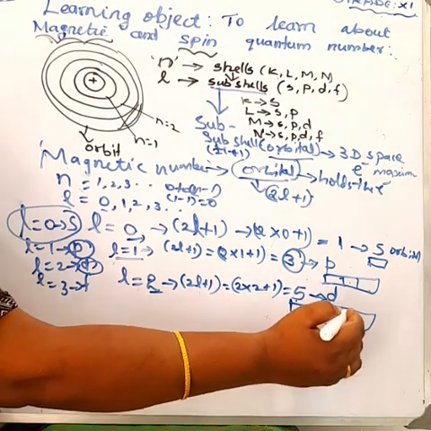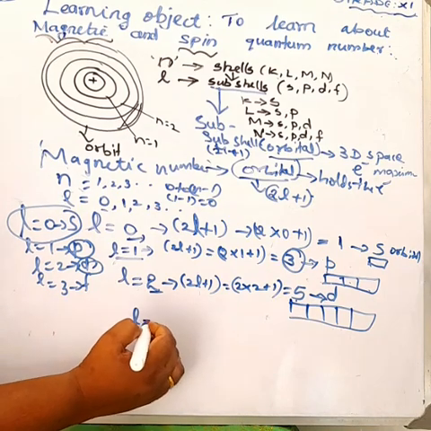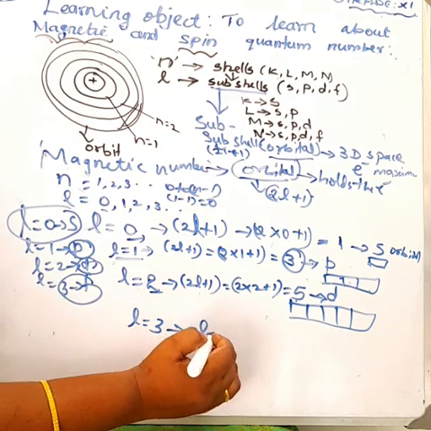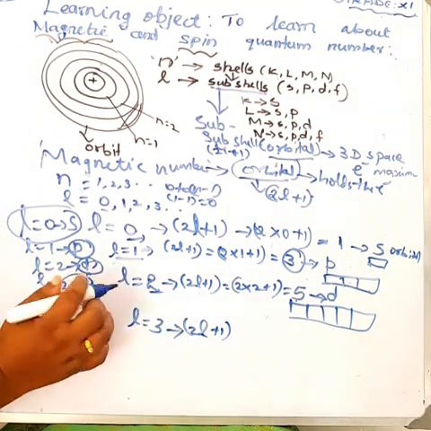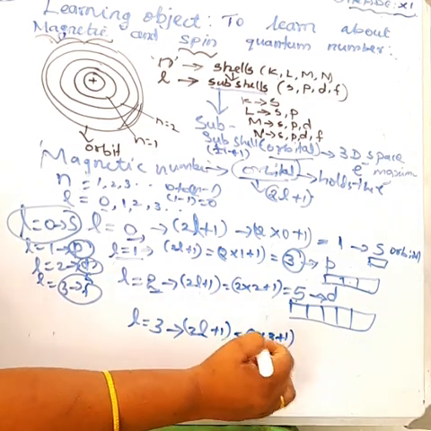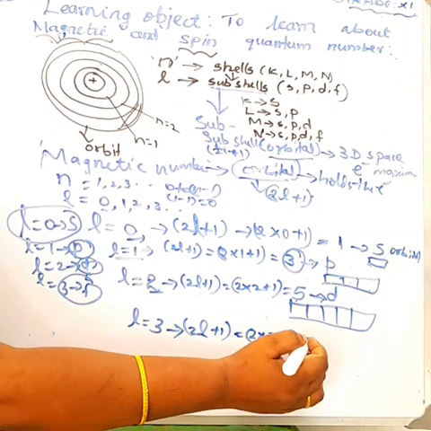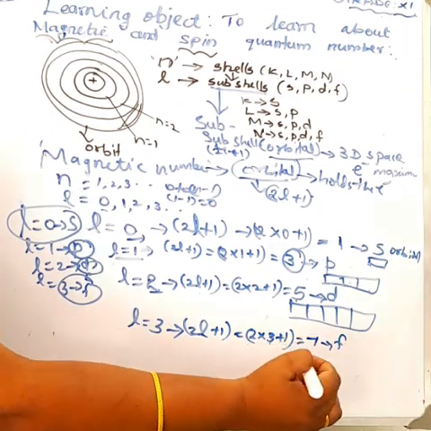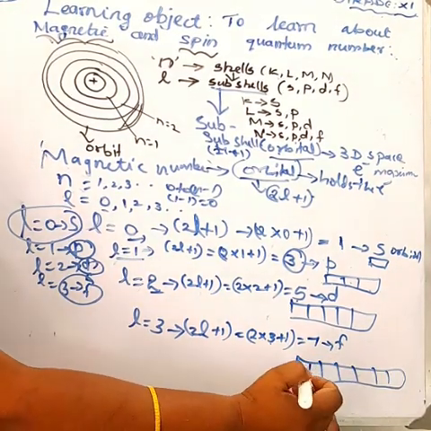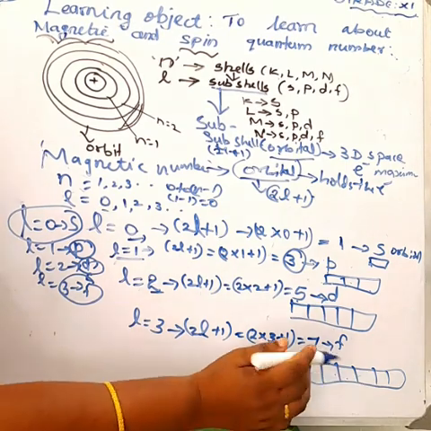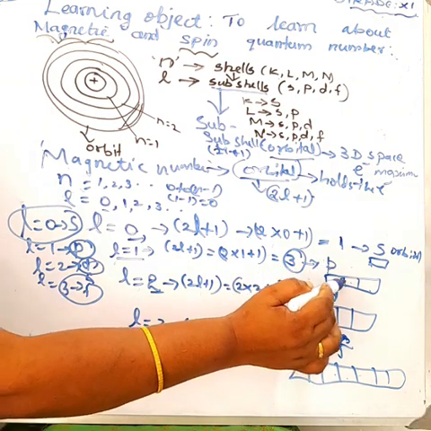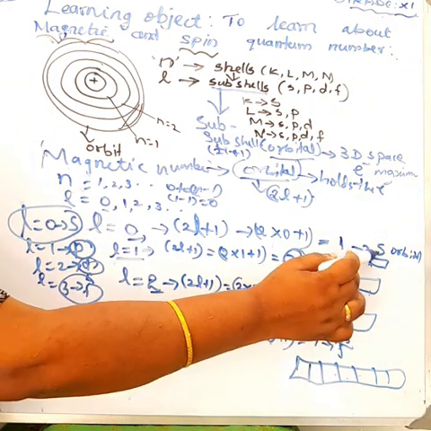And then when L is equal to 3, which subshell is it? The F subshell. In this F subshell, what is the formula we are using? 2L plus 1. 2 into L value 3 plus 1 is equal to 2 times 3 is 6, plus 1, 7 orbitals. In the F subshell, we call them F orbitals. So there are 7 F orbitals, 5 D orbitals, 3 P orbitals, and only 1 S orbital. Understood clearly?